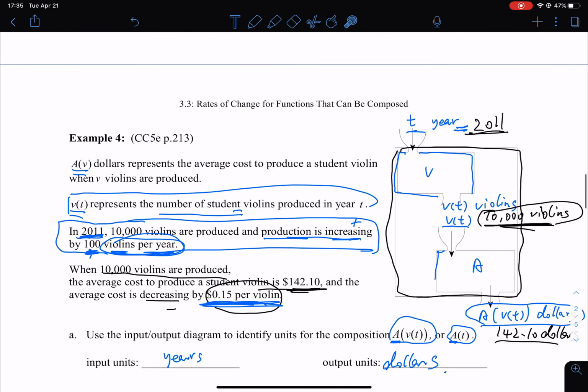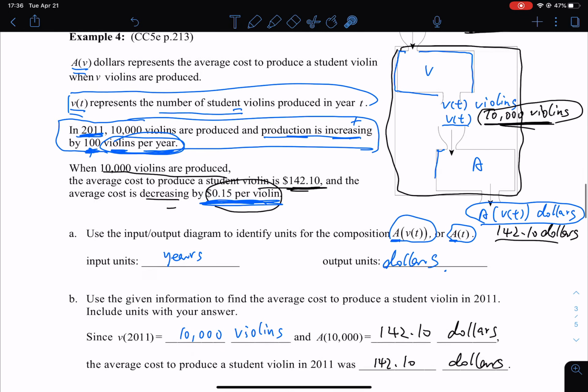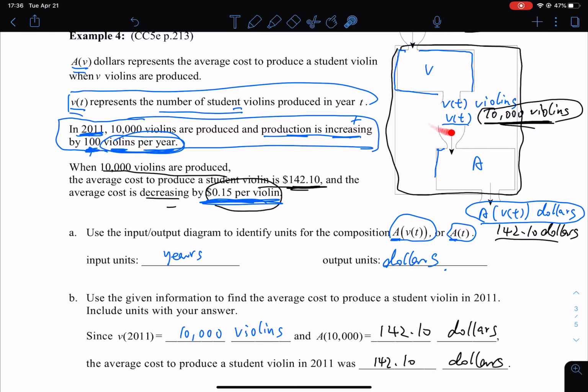So all right, in this one you can see the input variable is just the t year. The value of t is given, that is 2011, and then the first function is v. The output of the first function is v of t, and the output of the first function is actually the input of the second function. So v of t, they are the same. And the second one, after you plug in, the input is just v of t. Then we have a of v of t.